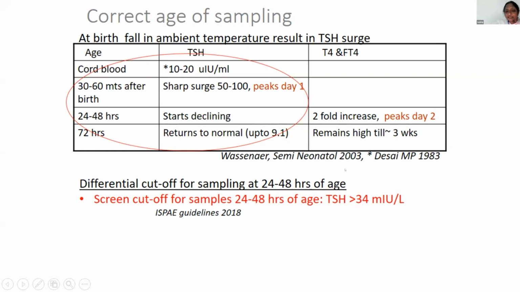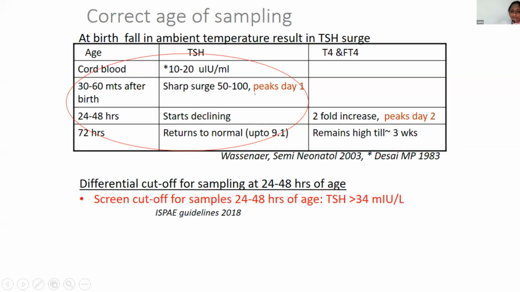And it starts declining and returns to normal by 72 hours and beyond. So if we take a sample at, say, about 5 or 6 hours after birth, we may get an unusually high TSH, which is actually a false positive.